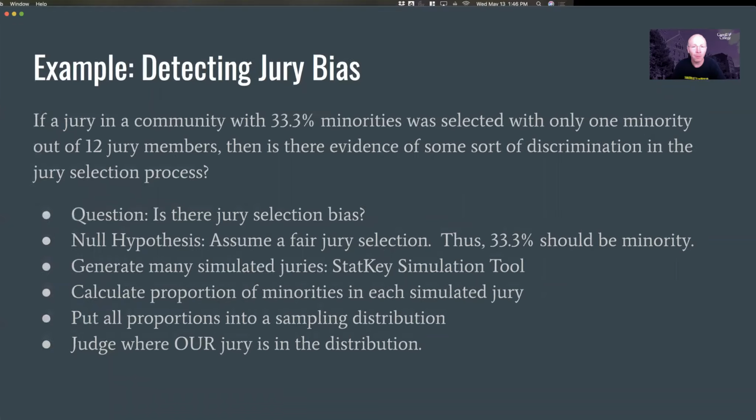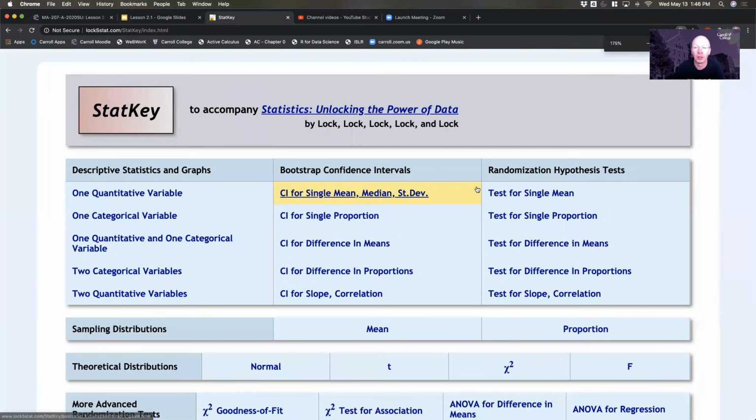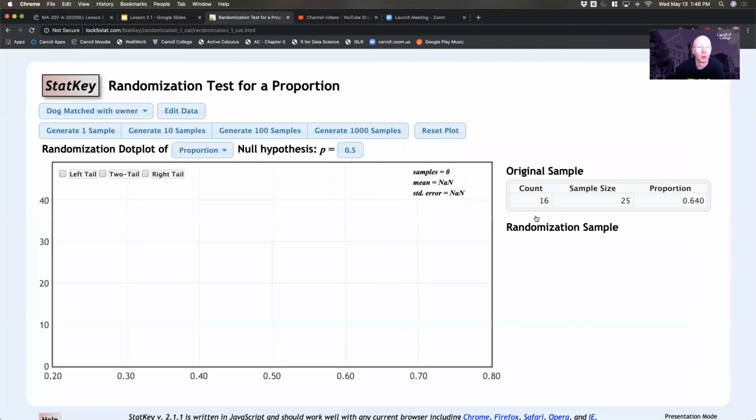So let's jump in. I'm here over in StatKey, and you're going to find the link to StatKey down below this video. So I need you to follow along with me here. I'm going to click test for single proportion. I'm choosing single proportion because I'm looking at the proportion of minorities in my jury. One single proportion. Now we've seen this screen before.